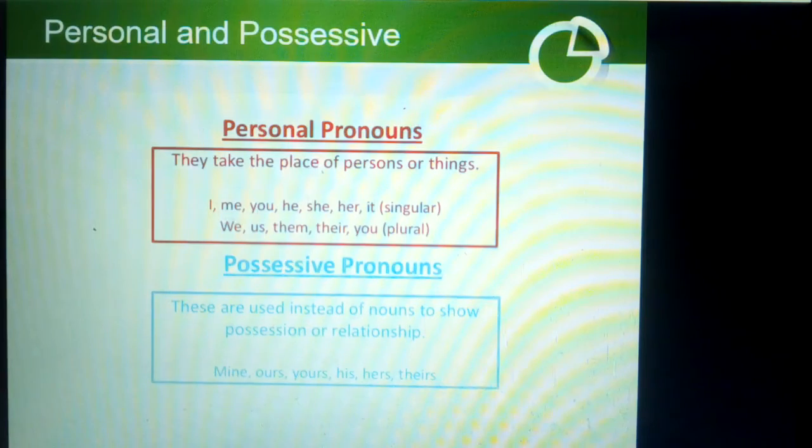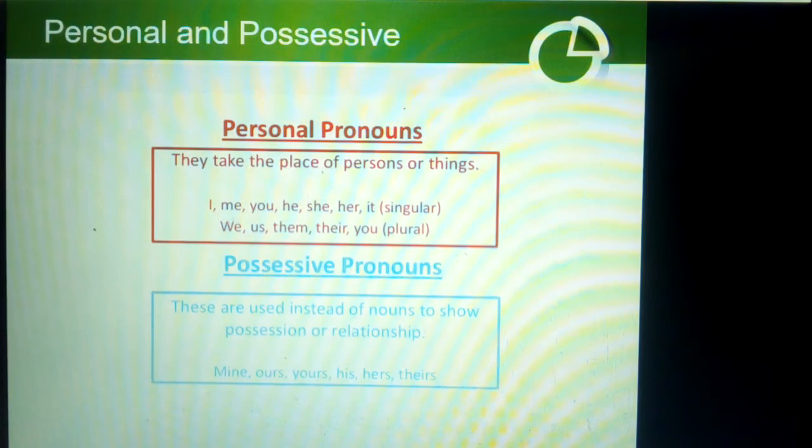Personal and possessive pronouns. Personal pronouns take the place of persons or things. For example, I, me, you, he, she, her, and it. These are the singular personal pronouns. These pronouns we use in our daily sentences.